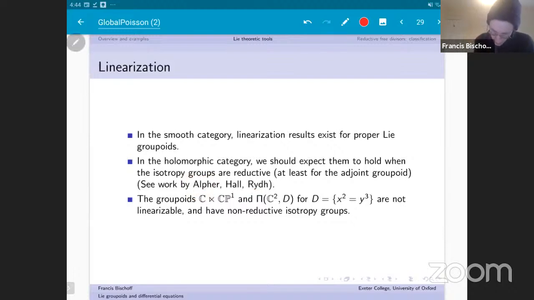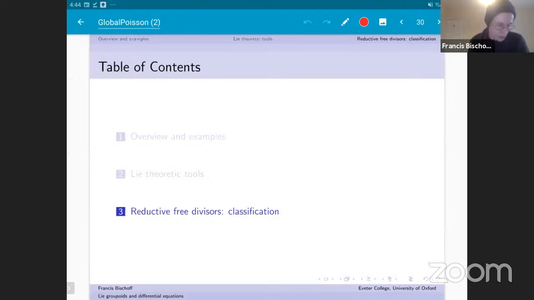Okay, so I had these two examples of groupoids before, and both of these groupoids were not linearizable, and not coincidentally, they have non-reductive isotropy groups. So we can already see here that the presence of reductive groups should simplify the study of differential equations. In the final part of my talk, I want to further explain this by giving a classification of flat connections which have logarithmic singularities along reductive free divisors.